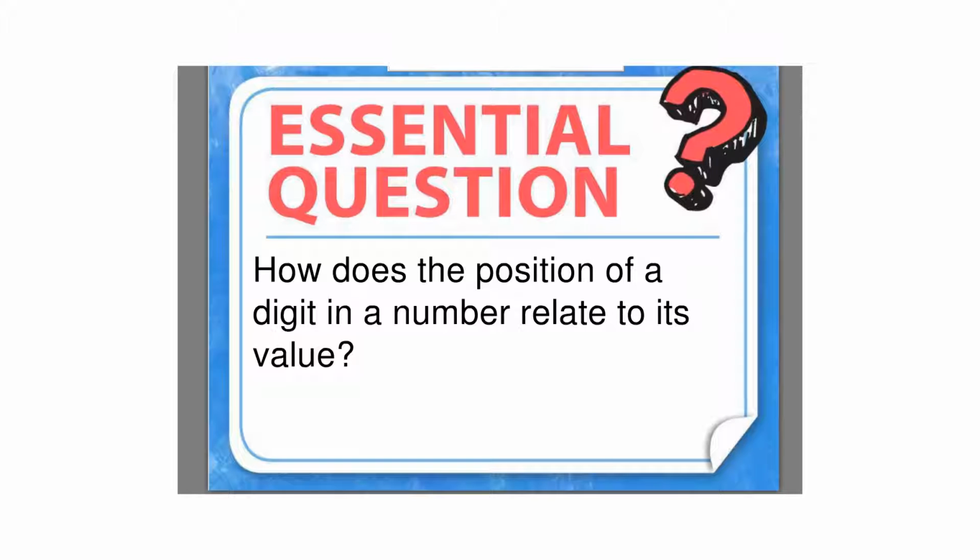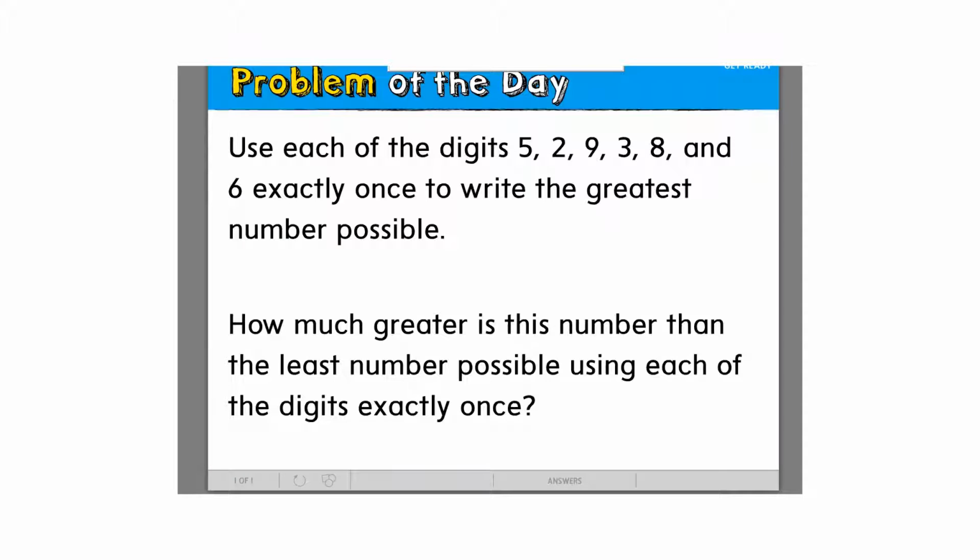So we are using place value because we have to make sure that we're comparing the ones place with the ones place, the tenths with the tenths, the hundredths with the hundredths. We have to make sure that we're comparing the right place values together.